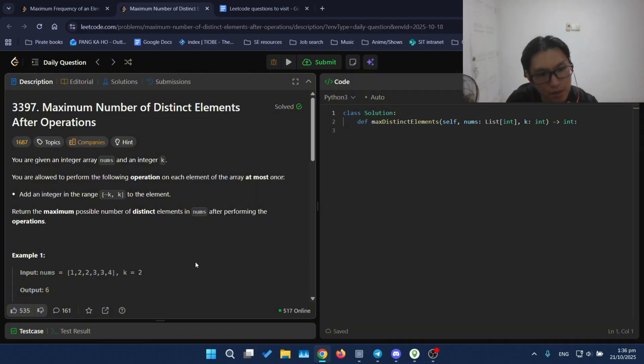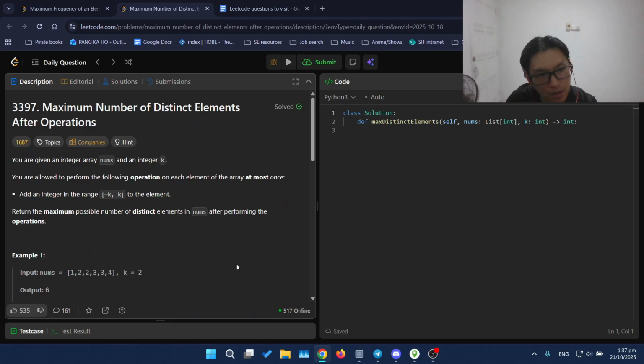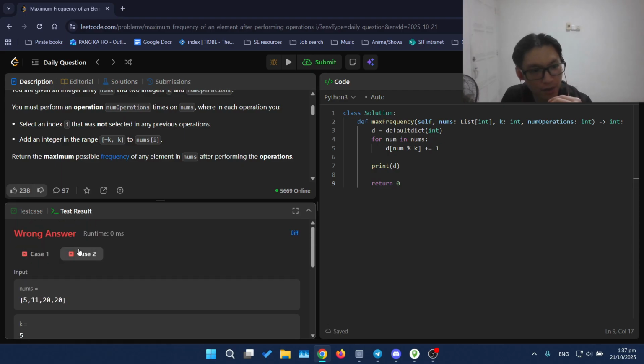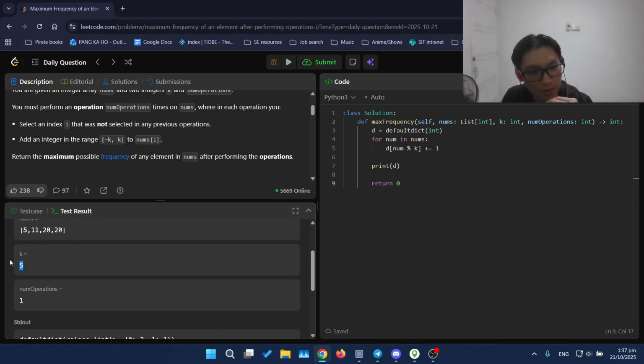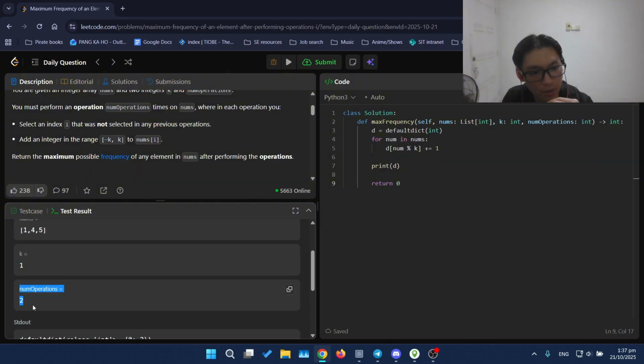wait, what about in this case? Isn't your k bounded here as well? Okay, you know what? I should ignore this problem. Maybe I'll revisit it later. But let's just focus on this problem, right? What about here? K is 5, but I can only do it once. K is 1 and you can do it twice.